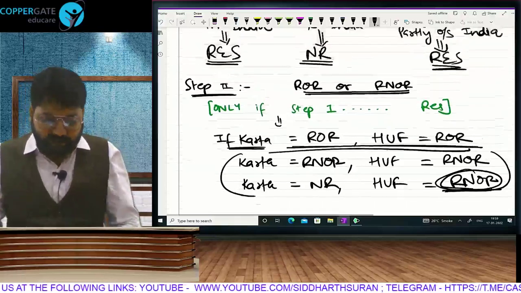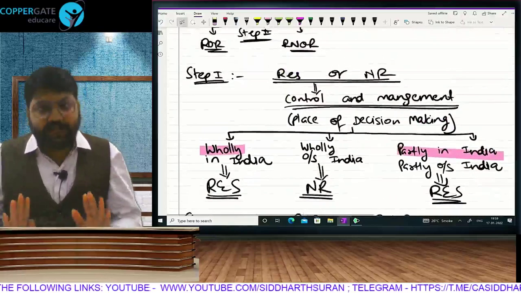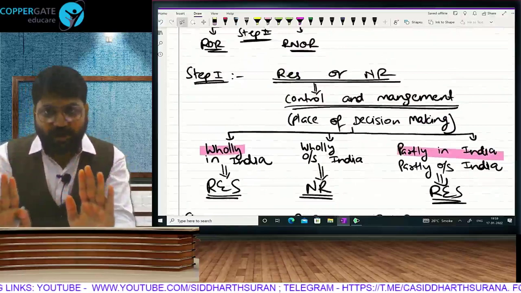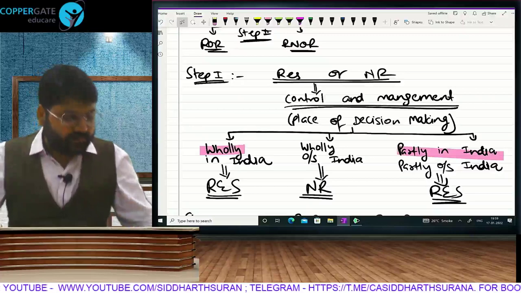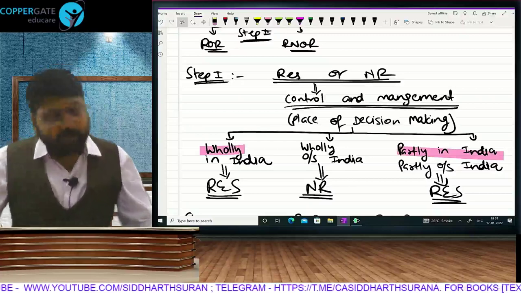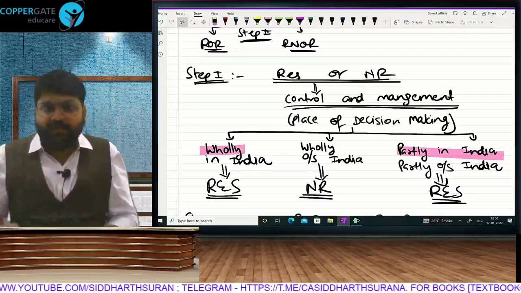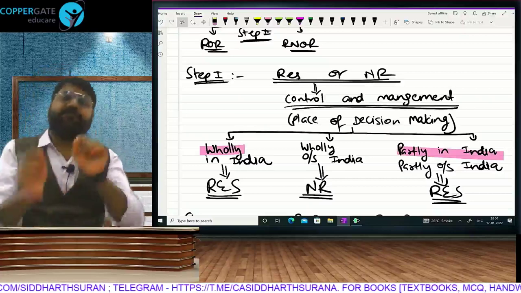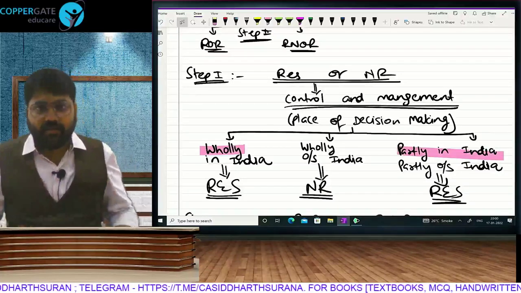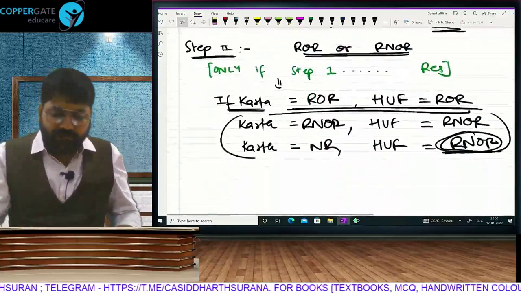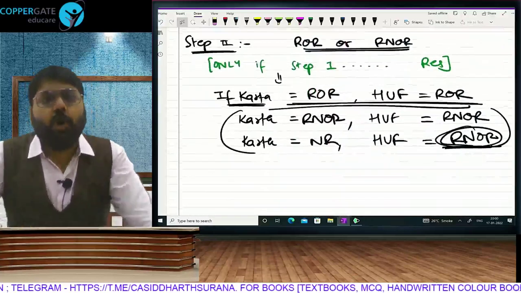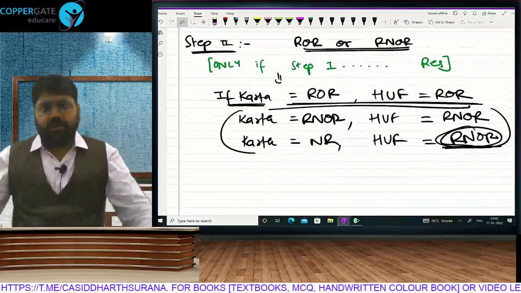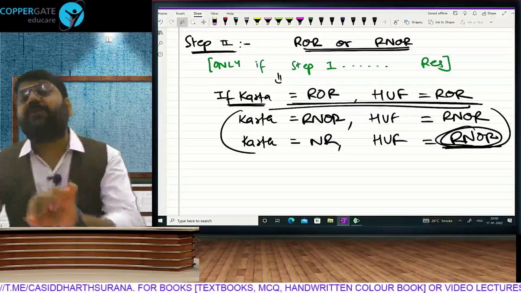Focus, please. I'll repeat. First step, everybody is clear. You have to decide whether HUF is resident or non-resident. How will you decide that? On the basis of control and management. If the control and management is wholly in India, resident. Partly in India, resident. That means if wholly outside India, then non-resident. No problem. Then for HUF, we have to decide whether it is ordinary or not ordinary. For this purpose, we will check whom?